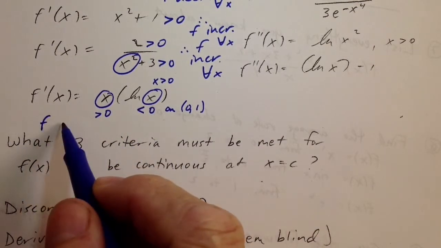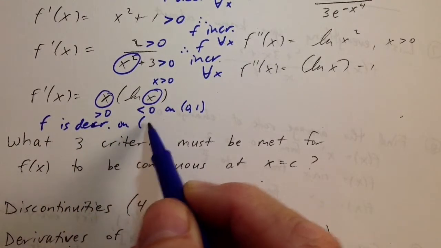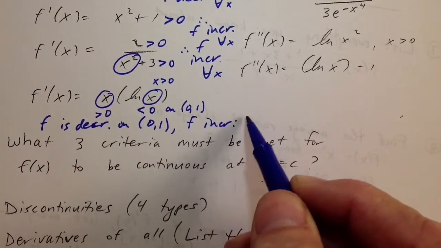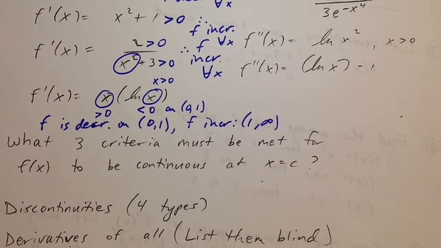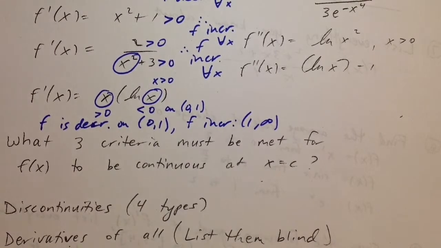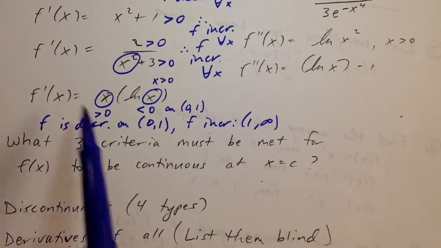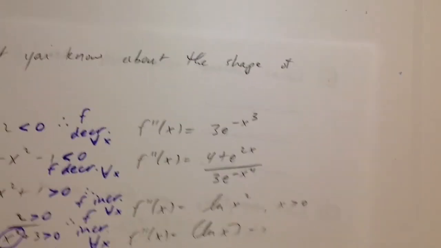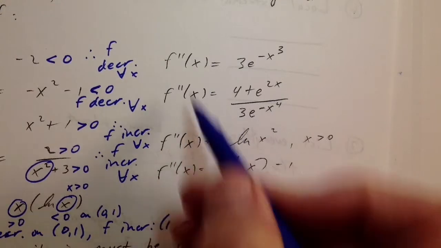So that means that f is decreasing on the interval from 0 to 1, and f is increasing on the interval from 1 to infinity. Okay? So that's it. That's all we know. We don't know anything about the concave up or down yet. I'm just looking for you guys to give me directly what do we know because these are the derivatives. Okay? And then let's look at f double prime, that column of f double primes.